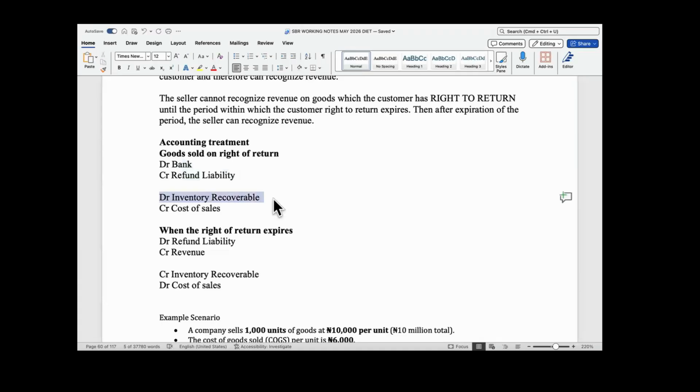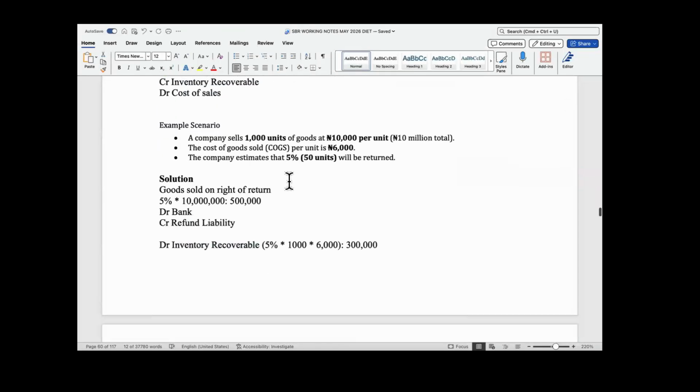And for the inventory, of course, this is recoverable. We credit it because we have recovered it, really, because it has returned. So you credit it, then you go and debit your inventory back, or just debit your cost of sales back. And it ends there. It's just to do the reverse of what we have done, and everything cleans out totally.